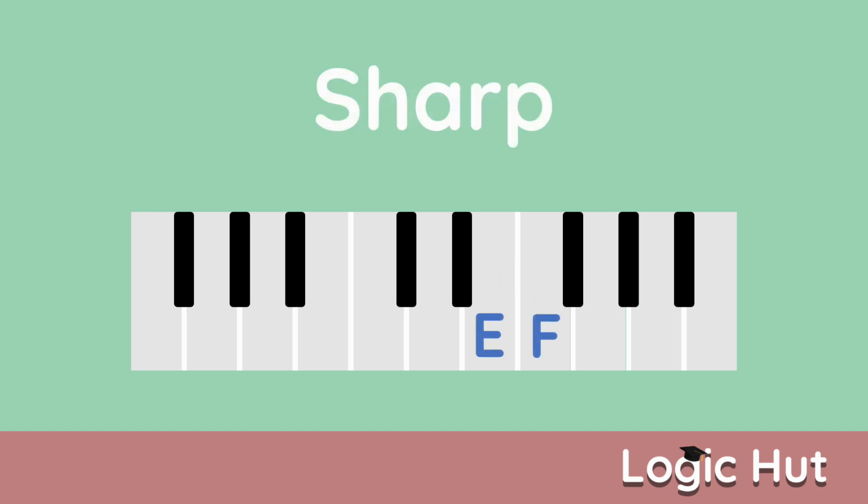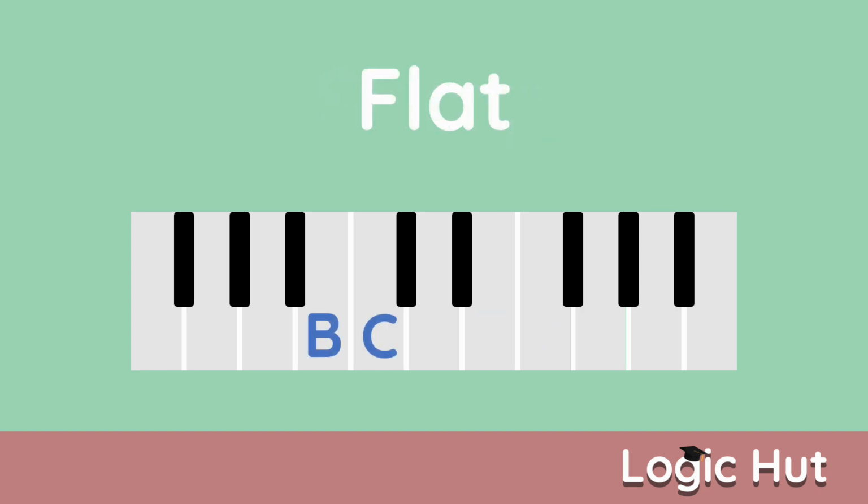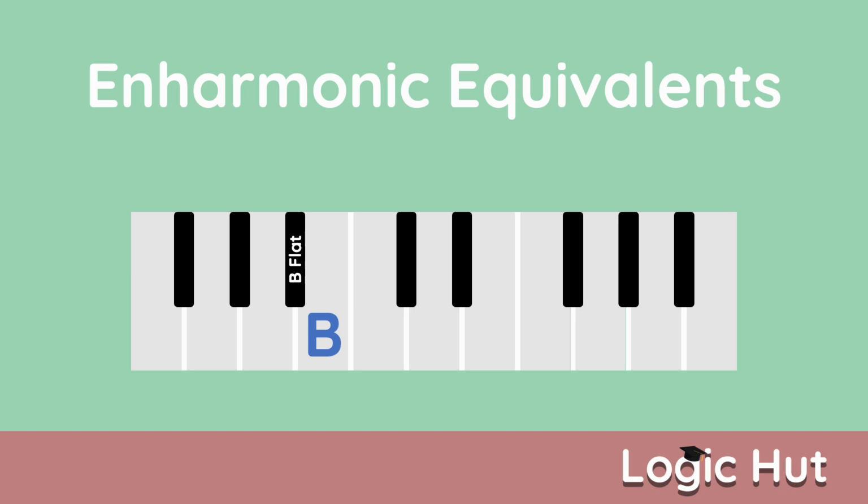F can also be called E sharp, and B could be called C flat. With these terms, you can also reference black notes. For example, this note is A sharp and also B flat. The two names are called enharmonic equivalents.